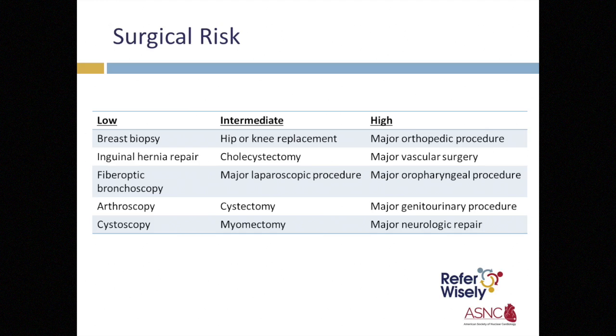of the patient. The risk associated with particular surgical procedures can be categorized as low, intermediate, or high. Examples of procedures with a low surgical risk include breast biopsy, inguinal hernia repair, and arthroscopy. Surgical procedures with an inherent intermediate risk include hip or knee replacement, cholecystectomy, and major laparoscopic procedures. Surgical procedures with an inherently high risk include major orthopedic procedures, major vascular surgery as defined by a procedure involving the vascular system above the inguinal ligament, and major neurologic surgery.